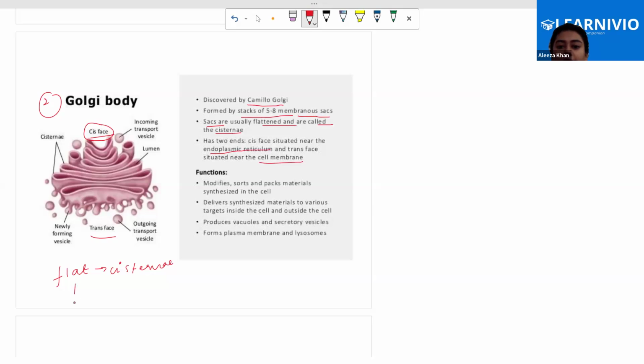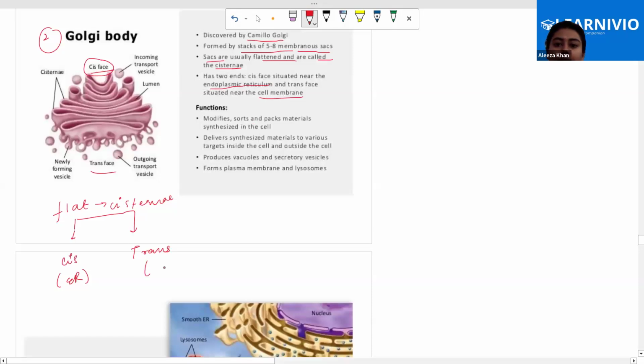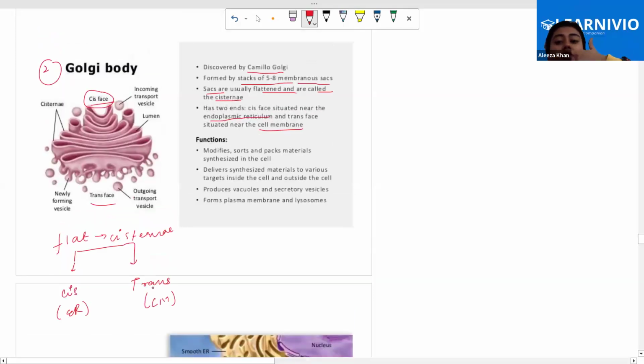Then this cistern has two faces, a cis face and a trans face. Cis is close to the endoplasmic reticulum and trans is close to the cell membrane or the plasma membrane. Don't get confused, cell membrane is also known as the plasma membrane. Now, what could be the function? It has the function of packaging, storing, and dispatching.